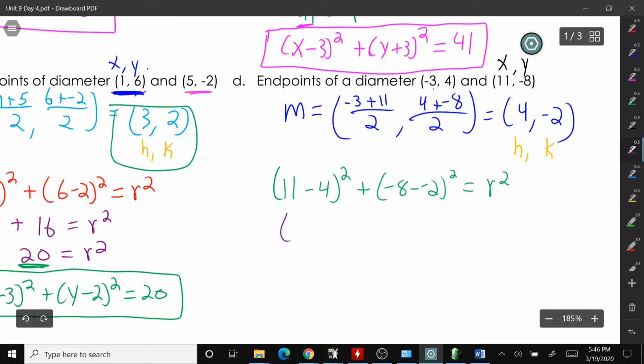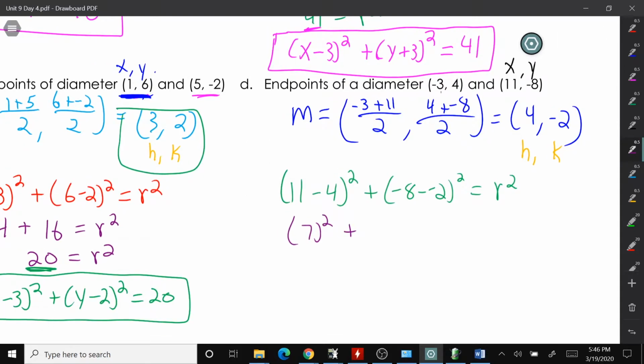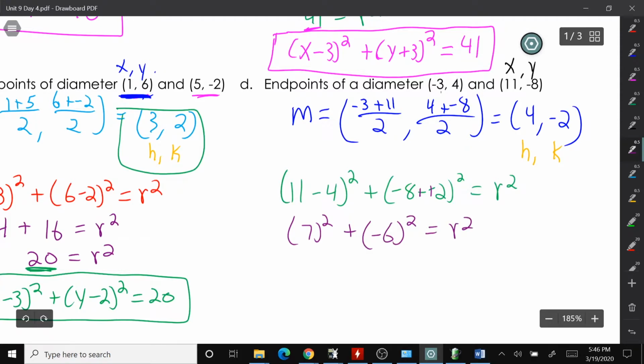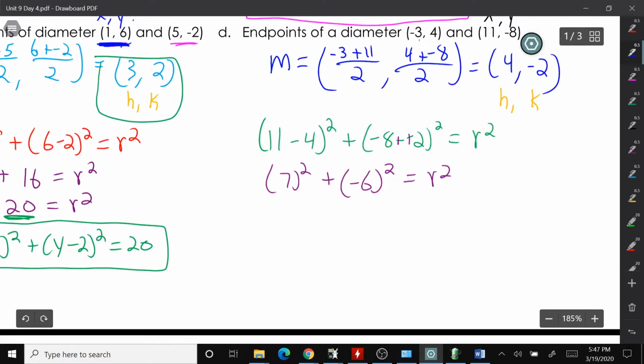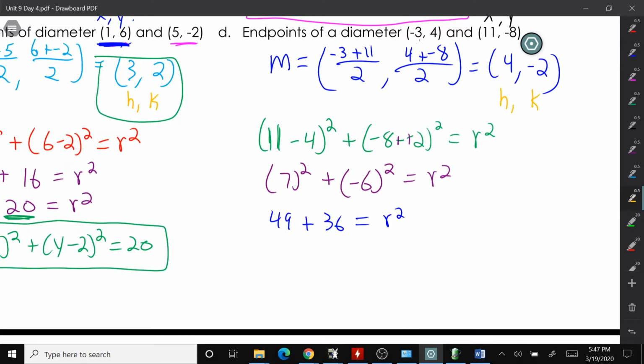11 minus 4 is 7, so 7 squared, plus negative 8 minus negative 2. It's really negative 8 plus 2, so negative 6 squared equals r squared. 7 squared is 49, plus negative 6 squared is 36, and that equals r squared. 49 plus 36, that is going to be 85. So 85 equals r squared.